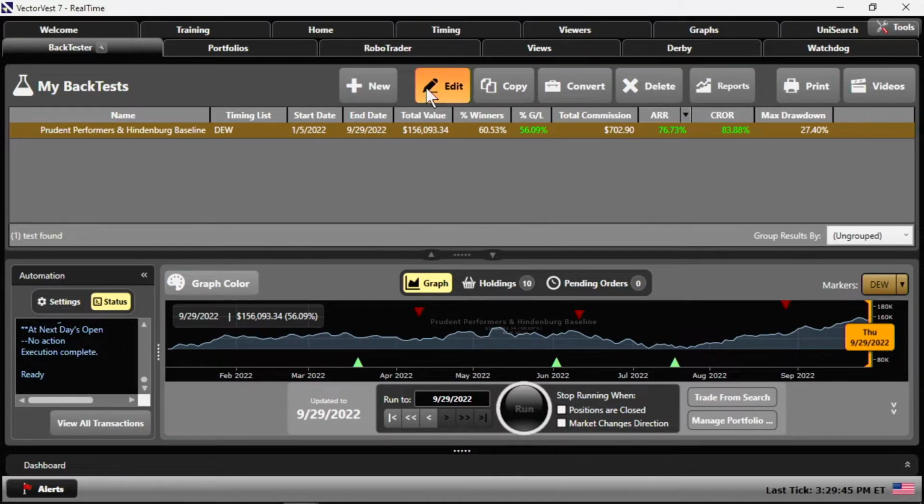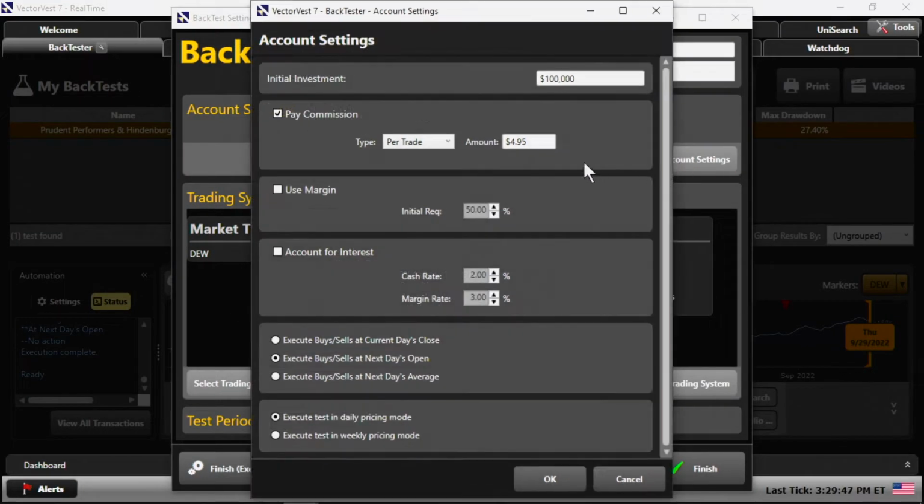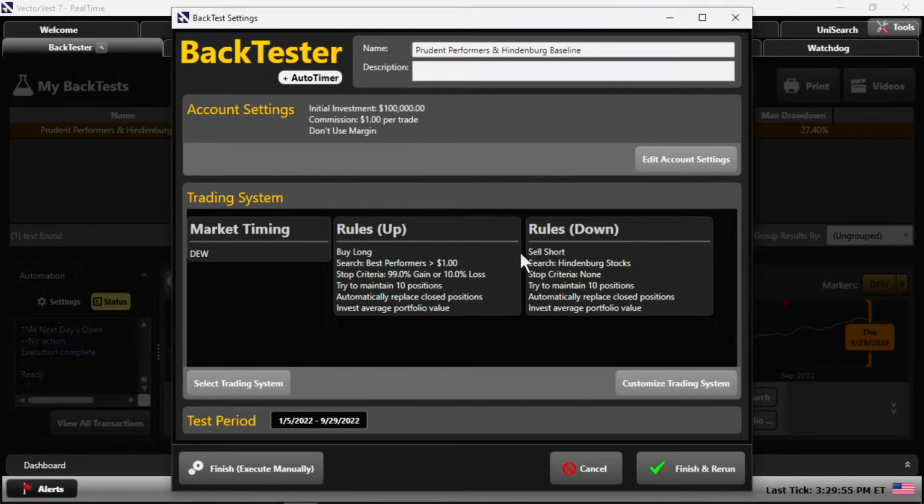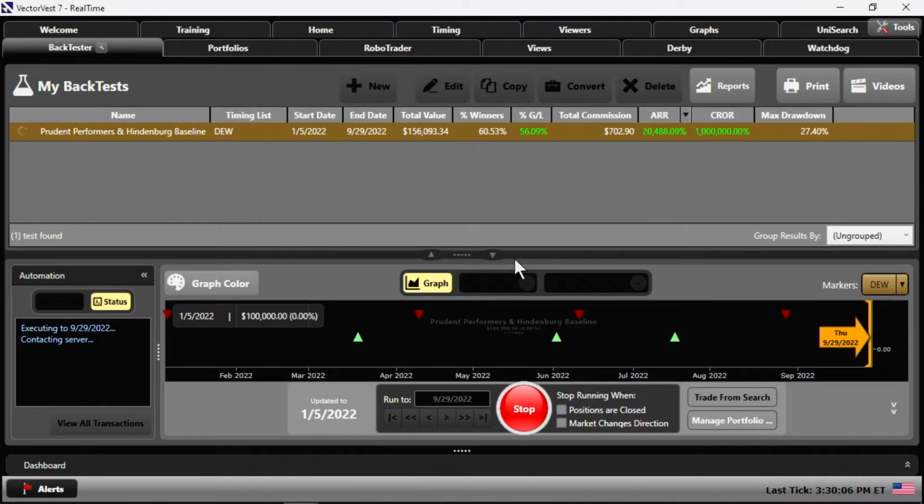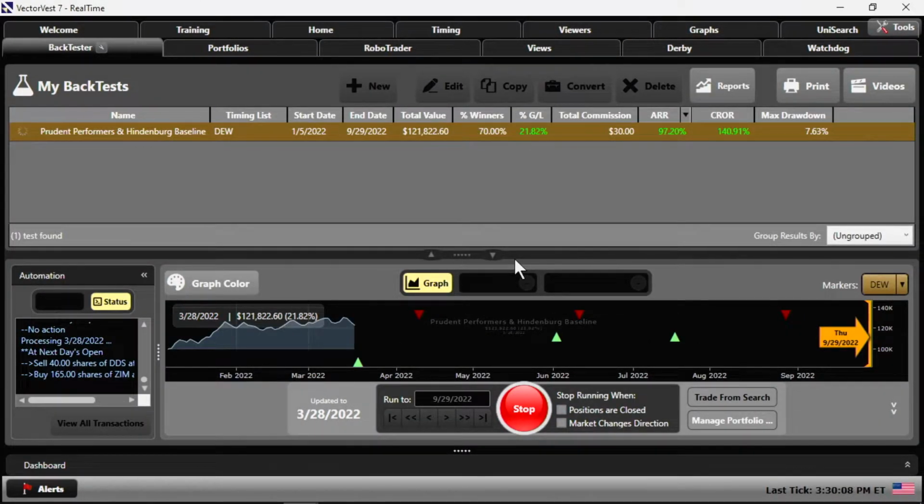And on that subject, what I generally do, here's another tip. I set this up in the account settings. I set this commission to 1. Most of us don't have commissions at all anymore anyway. The reason I set it to 1 is so I know how many trades are actually happening without having to calculate $4.95 a trade. Okay, so I'm going to finish and rerun this one. That way we get a total idea of how many trades so far this year.